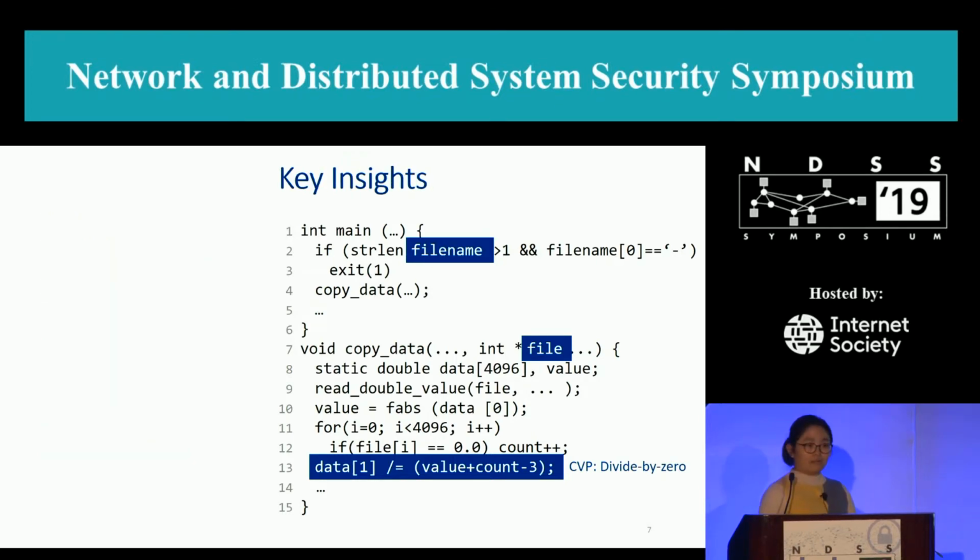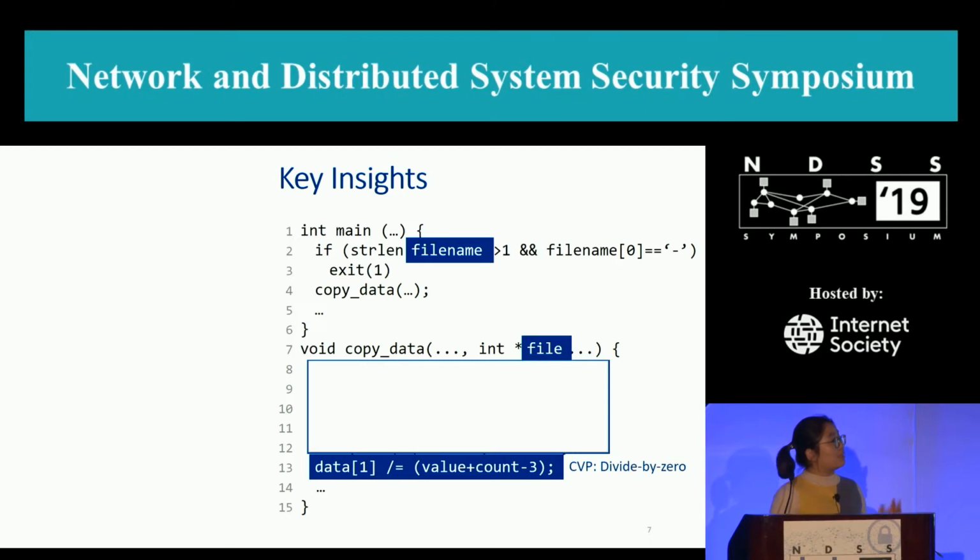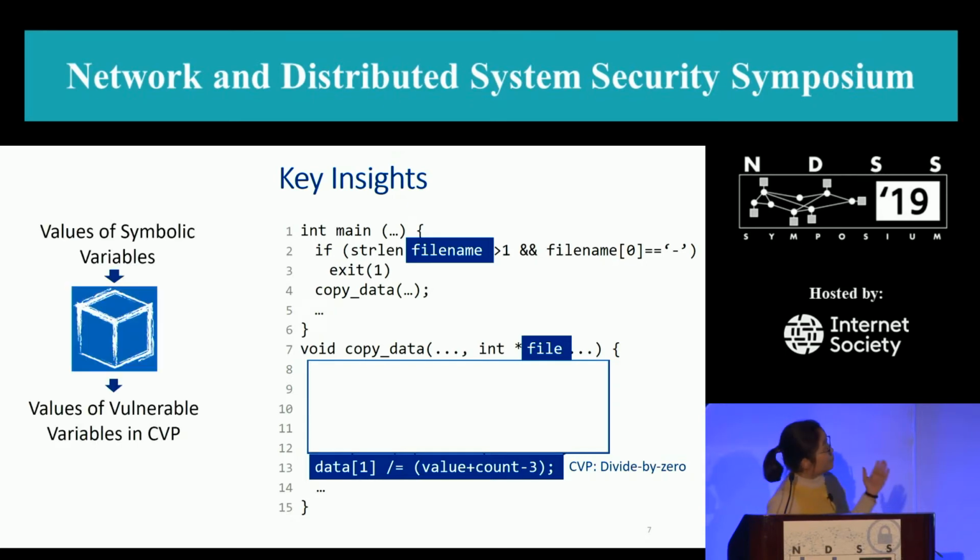So how can we find a validated exploit for the program? As you can see, to analyze this piece of code, KLEE gets stuck. So what if we do not learn the exact representation? We do not analyze this code. We treat this as a black box. What if we learn an approximated representation, which takes the values of symbolic variables as input and outputs the values of vulnerable variables in the CVP, instead of analyzing the exact representation of the source code?